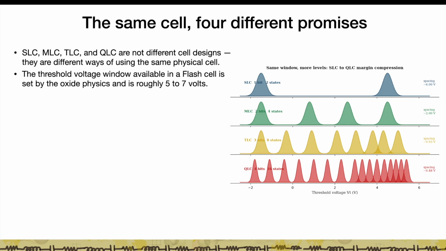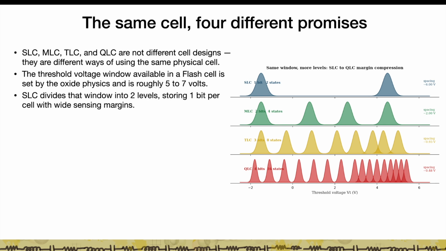The figure on the screen shows the entire trade-off in one visual. Each panel shows the threshold voltage distributions for one cell type. The x-axis is the threshold voltage. The peaks are the voltage levels where cells are programmed to sit. The width of each peak is the sigma in the distribution.